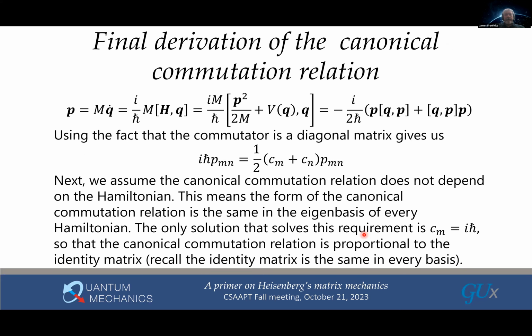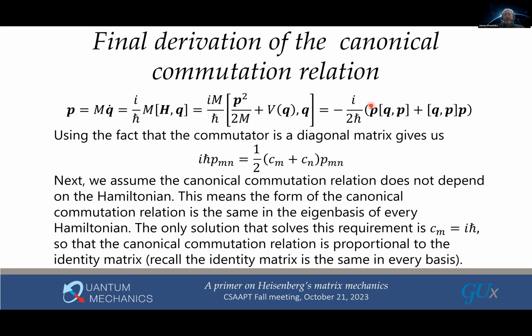Okay, now the final part of the derivation is to look at P is equal to M Q dot, and use the Heisenberg equation of motion for Q dot. That makes us take the commutator with H, rewrite H as P squared over 2M plus V of Q. Again, Q commutes with V of Q. P squared with Q you can work out using the Leibniz relation for commutators, which is very easy to derive. It's P QP plus QP P.